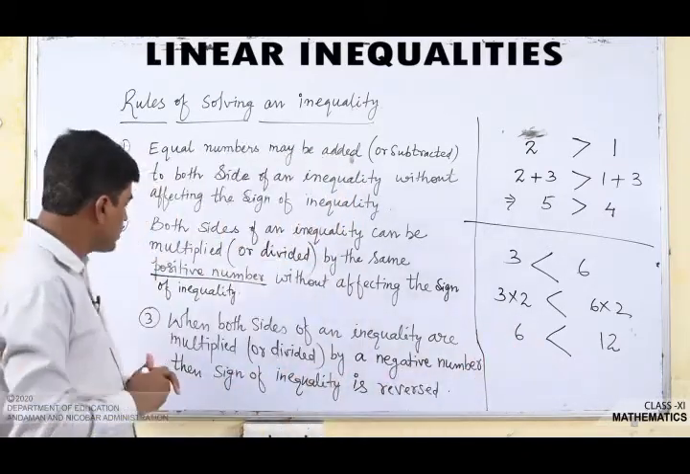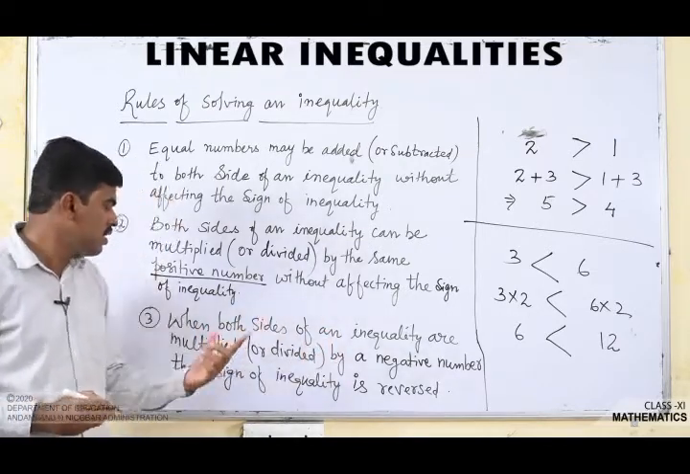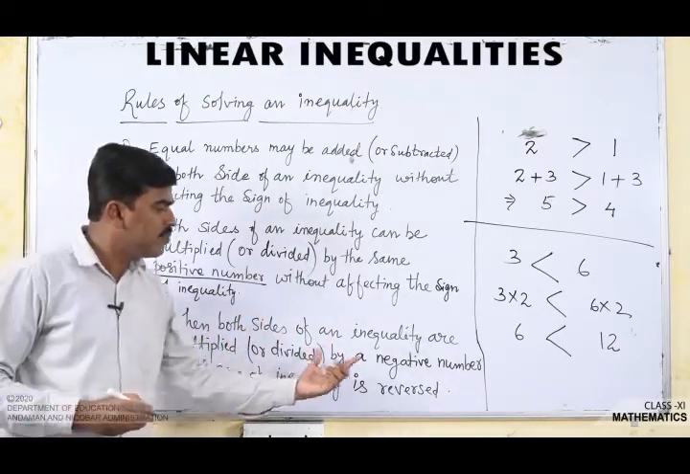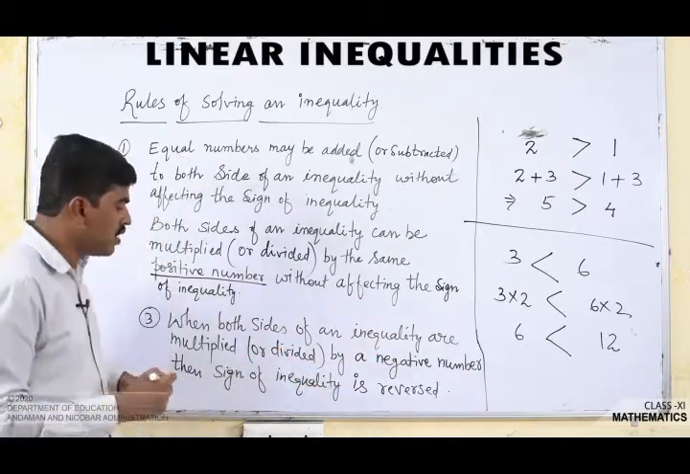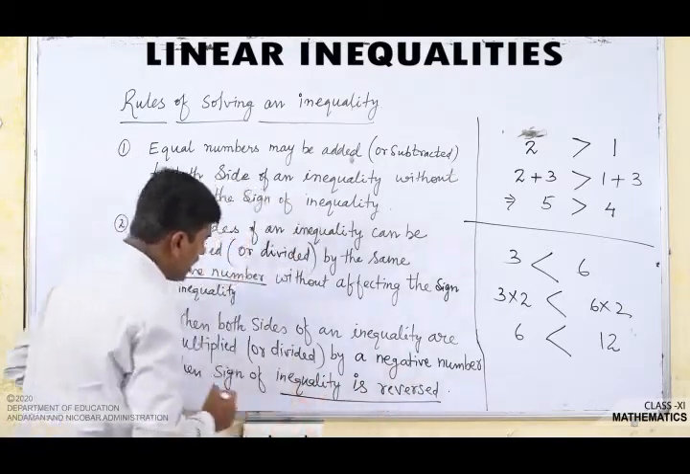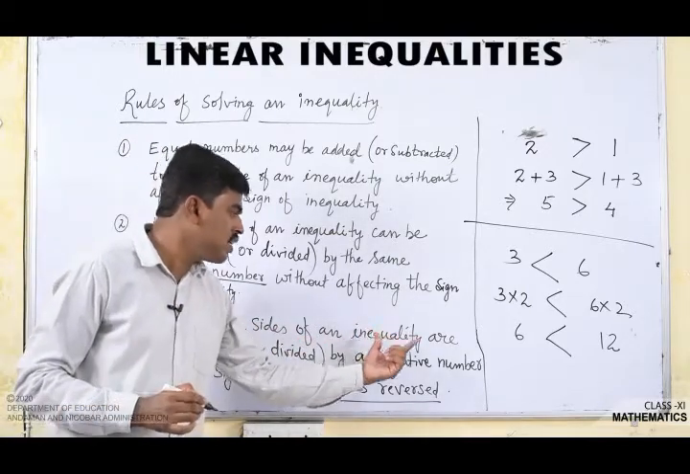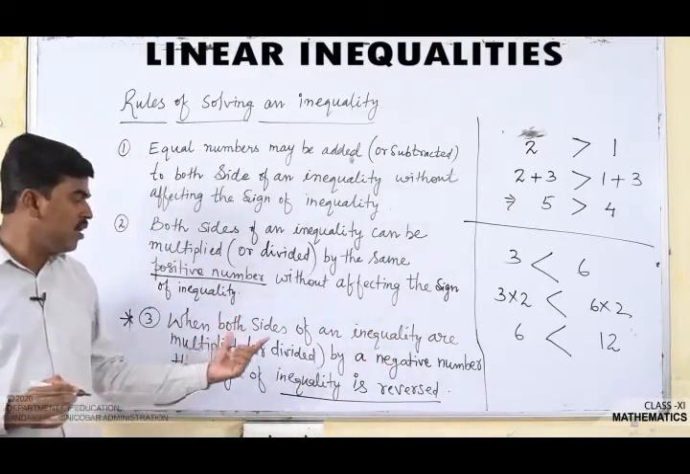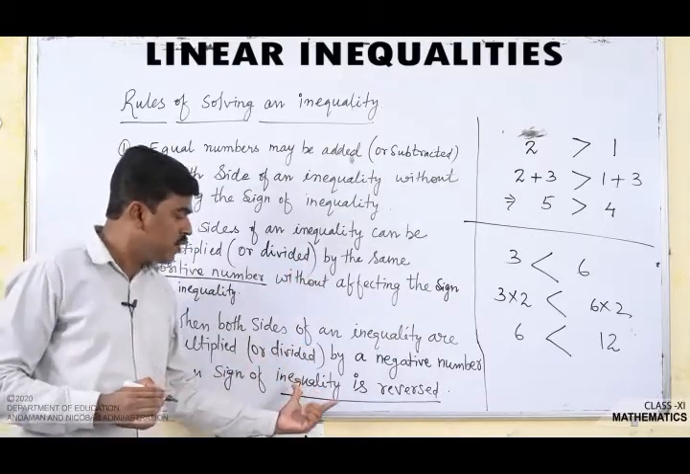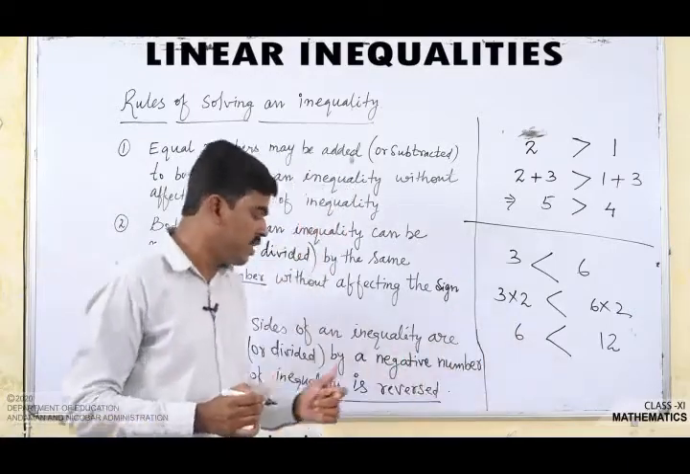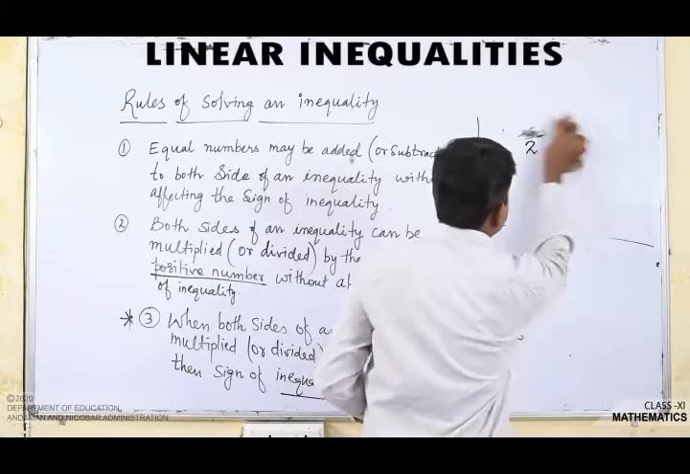Whereas the third rule: when both sides of an inequality are multiplied or divided by a negative number, the sign of inequality is reversed. This is the important rule that you have to remember. This one is very important. When both sides of an inequality are multiplied or divided by a negative number, then the sign of inequality, that means the symbol of inequality, will be reversed. So let us take one example here.